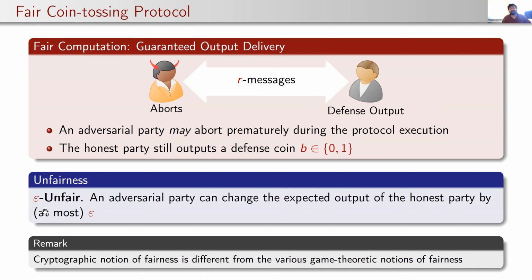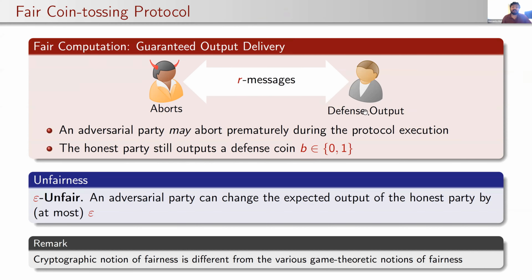So let me quickly introduce the notion of fairness that we will be studying in this talk. We have two parties, Alice and Bob, and they interact for r messages, and at the end they agree on the final outcome bit B. During the execution of this protocol, the adversarial party may choose to abort, and at this point the honest party has to still output some bit.